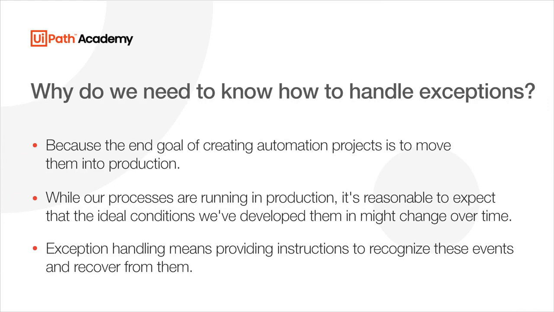While our processes are running in production, it's reasonable to expect that the ideal conditions we've developed them in might change over time. Resources might become inaccessible, selectors might change, input data may be provided in unexpected formats, and so on. When the robot encounters a situation that it's not prepared to handle, it throws an exception. Exception handling means providing instructions to recognize these events and recover from them. Unhandled exceptions will terminate the execution.